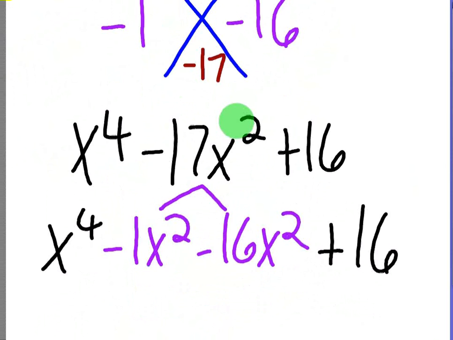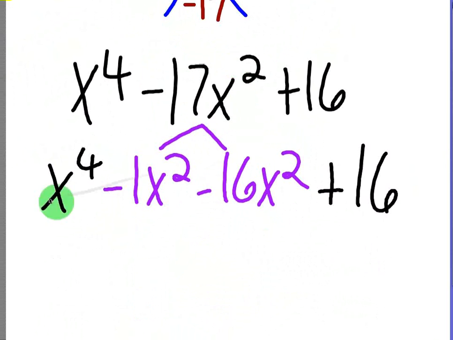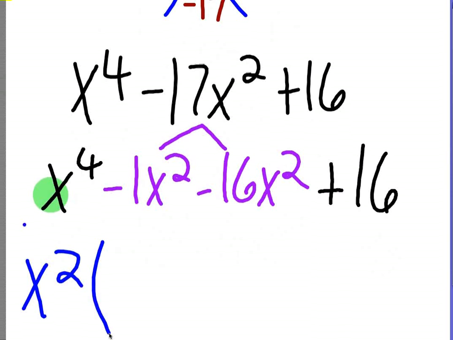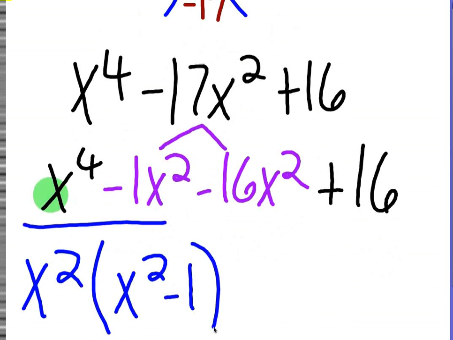You know, you're going to pull out a GCF of the first two. What's the GCF of x to the 4th minus 1x squared? Good. Pull out an x squared. And what are you left with in the parentheses? X squared minus 1. All right, pull out a GCF of the second two. This first term is negative, so it's going to be negative. All right, minus 16.